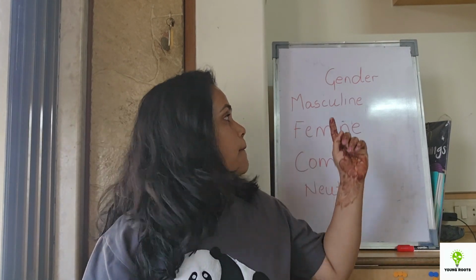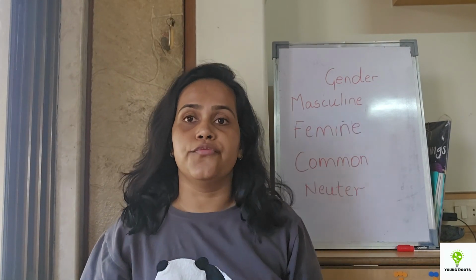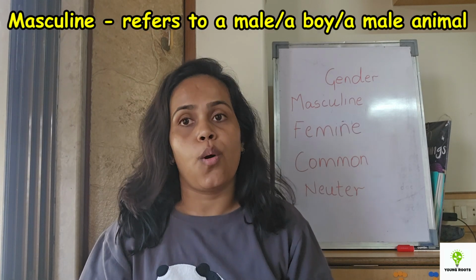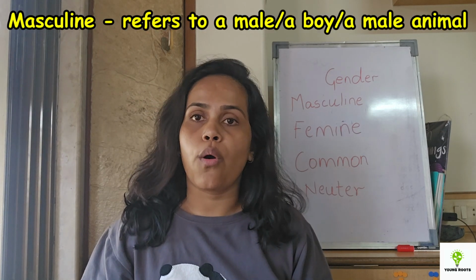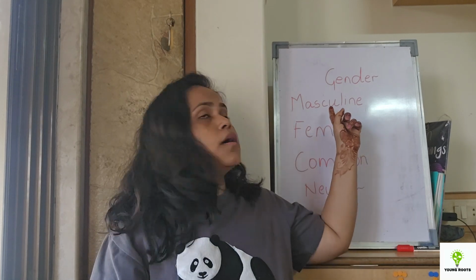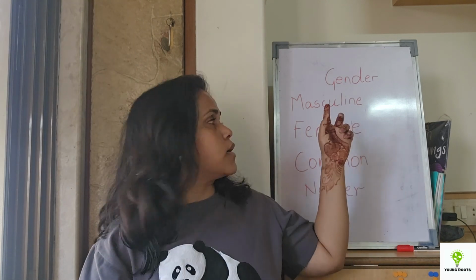First one, masculine. If the word refers to a male or a boy or a male animal, it comes under the masculine gender. For example, bull, rooster, boy, men, watchmen, they all come under the masculine gender.